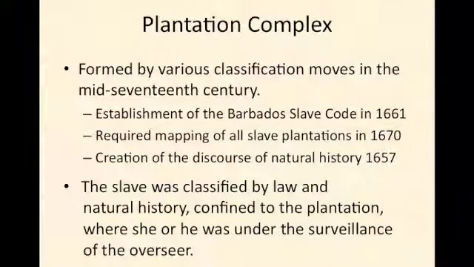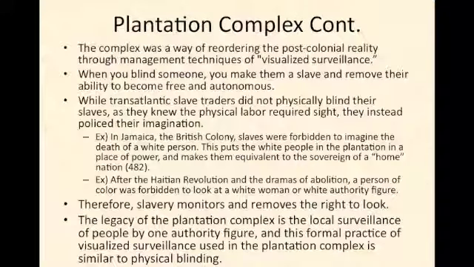So the plantation complex was formed by various classification moves in the mid-17th century, such as the establishment of the Barbados Slave Code in 1661, the required mapping of all slave plantations in 1670, and the creation of the Discourse of Natural History in 1657. The slave was classified by law because of this and natural history, and he was confined to the plantation where he or she was under the surveillance of the overseer. So the plantation complex continued. This complex was a way of recording the post-colonial reality through management techniques of visualized surveillance.